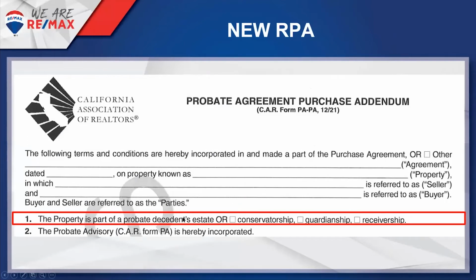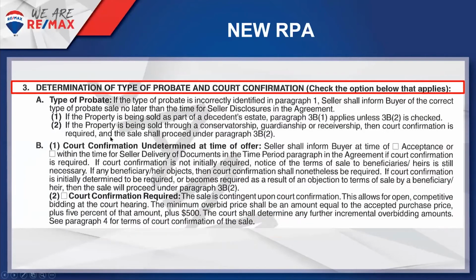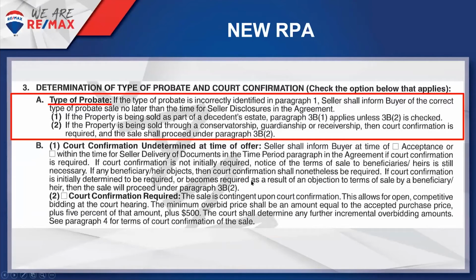The property is part of a probate, a decedent's estate. That's the default. Or it can also be a conservatorship, a guardianship, or a receivership. The laws that govern conservatorship, guardianship, and receivership are the same as the laws that govern probate, so this form would work for those as well. And of course, the probate advisory will attach, and that's important for the buyer to review. So I highlighted that so you're aware of it. You determine what type of probate it is, and there's a paragraph that discusses that.